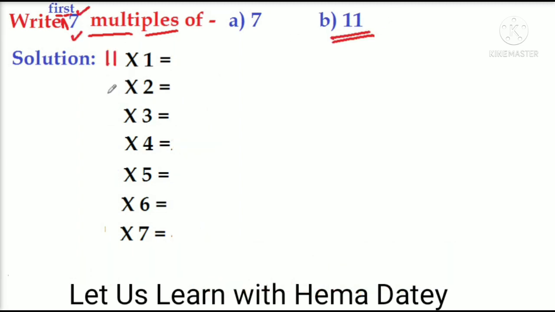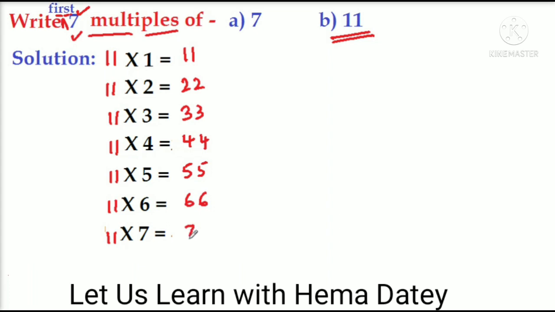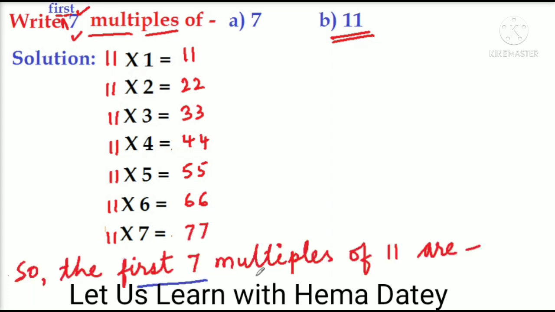Let's write first 7 multiples of 11. We'll multiply 11 by 7 numbers starting from 1. We'll get 11, 22, 33, 44, 55, 66 and 77. So the first 7 multiples of 11 are 11, 22, 33, 44, 55, 66 and 77.